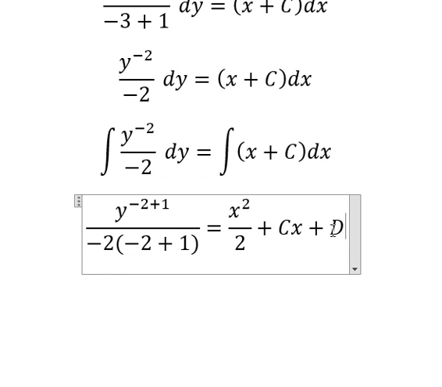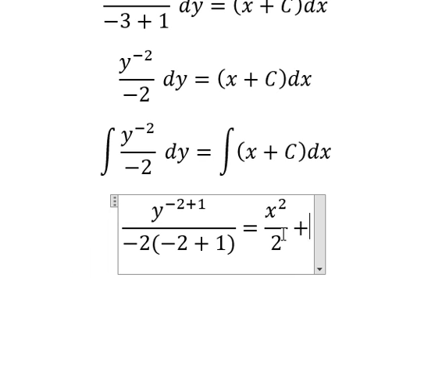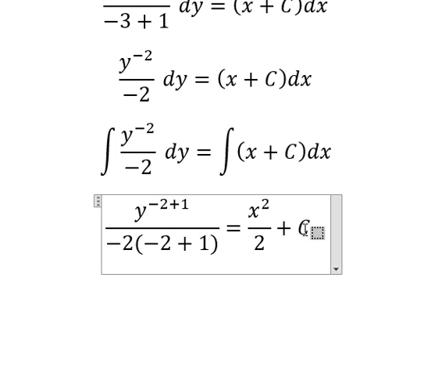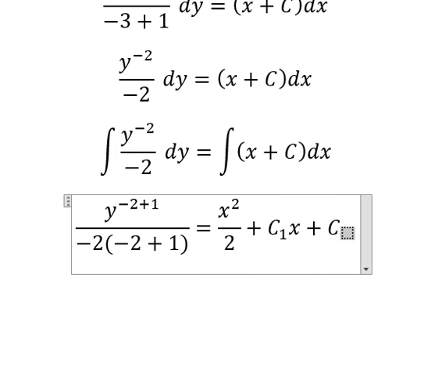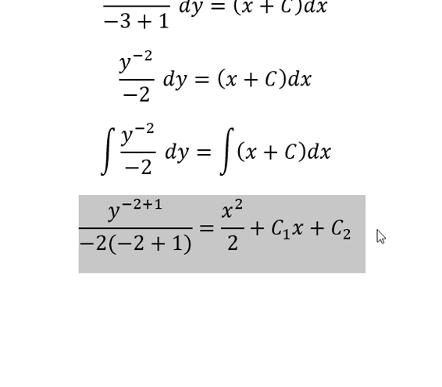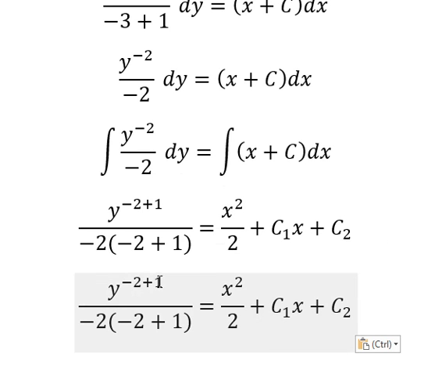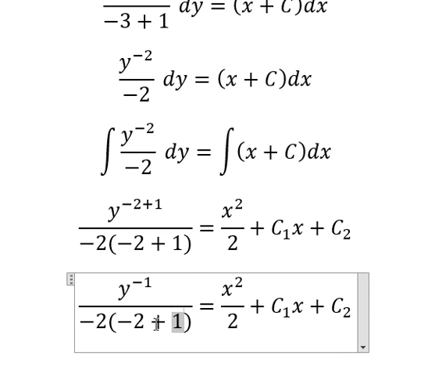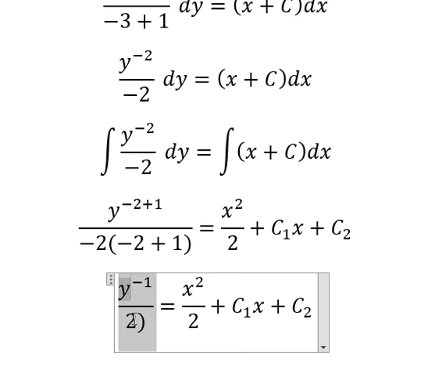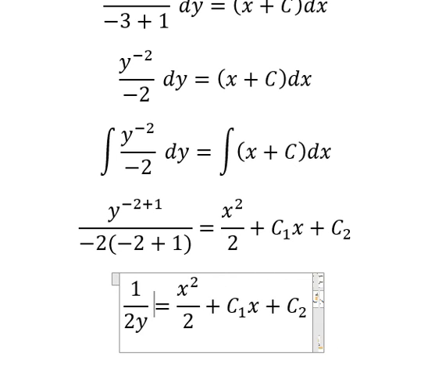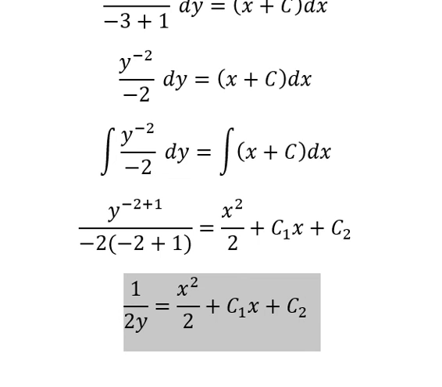So in this situation, I will put c1. That's the constant number 1. And c2, that's the constant number 2. This is negative 1. This is negative 1. Negative 2 multiplied by negative 1, you get 2. So we have 1 over 2y. And this is the final answer.